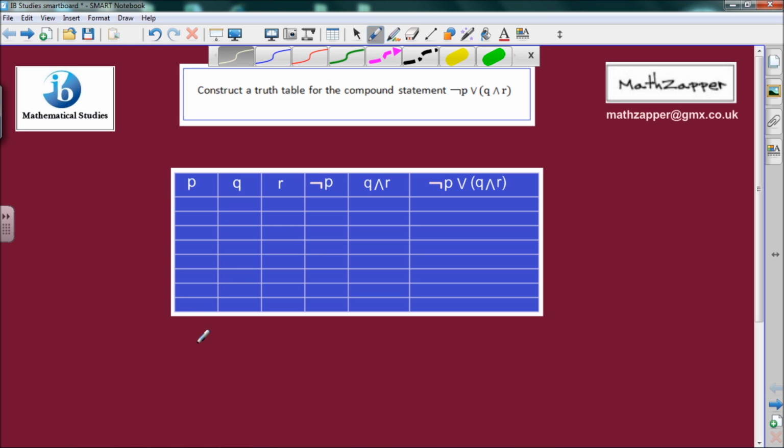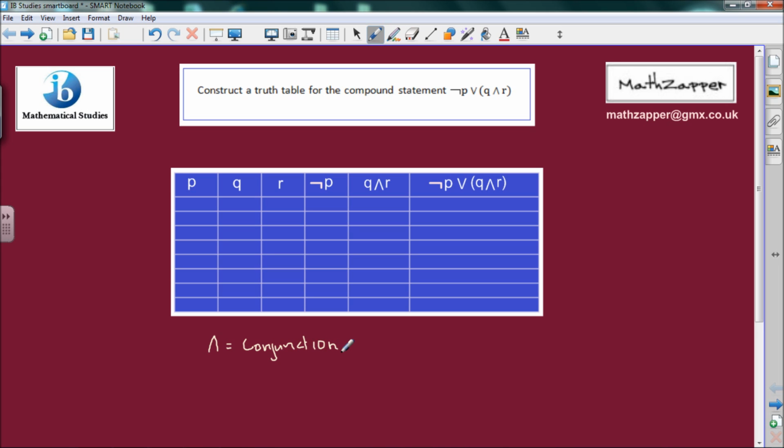Now before we start, I think it's a good idea to make a few notes about what these things actually mean. A conjunction, which is like an upside down V, is really the word for "and". So it is a conjunction of P and Q. It has to be true for P and also for Q.